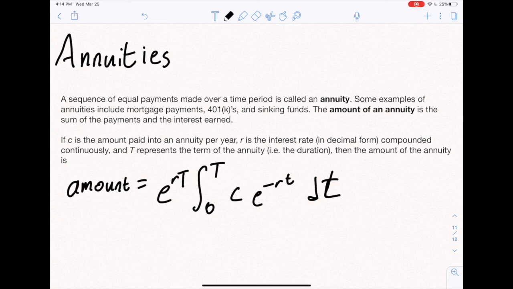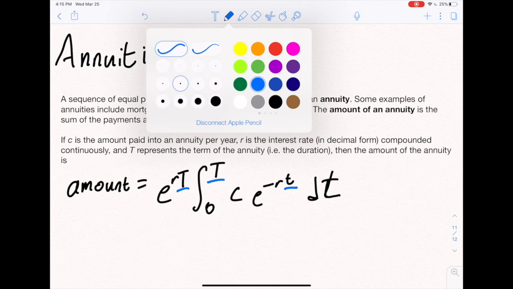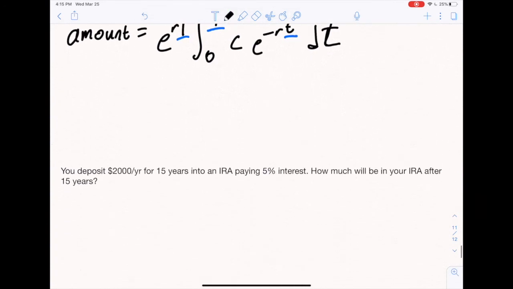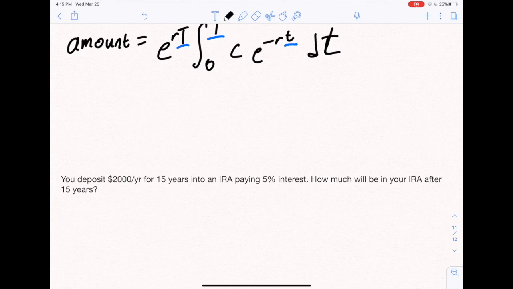So note that this lowercase t and this uppercase T are different things. The uppercase T will be given to you. It's the term of the annuity, and the lowercase t is the variable. With that in mind, let's take a look at an example. So let's say you deposit $2,000 a year for 15 years into an individual retirement account, often shortened to IRA, paying 5% interest. How much will your IRA be after 15 years?